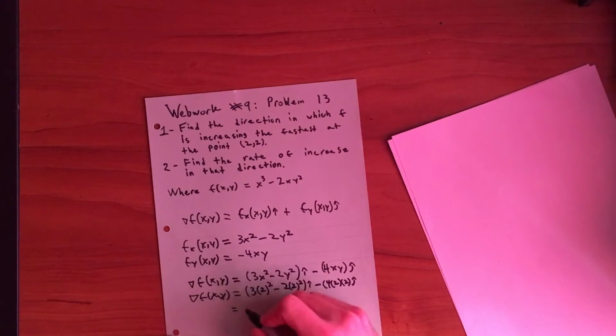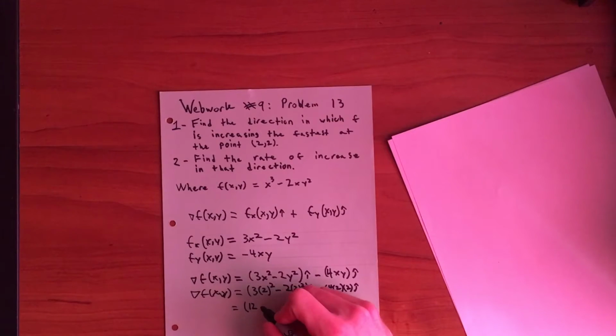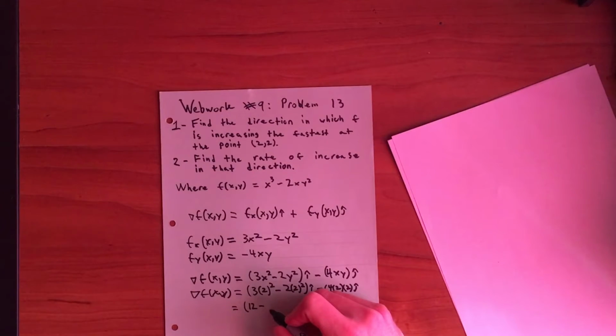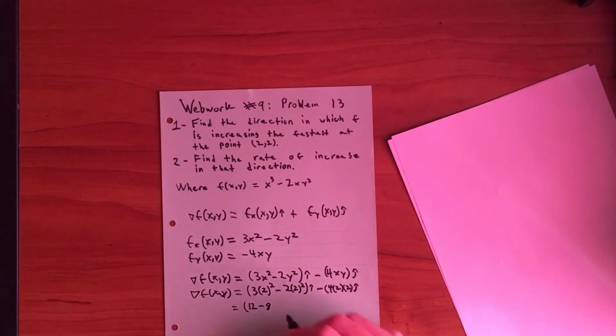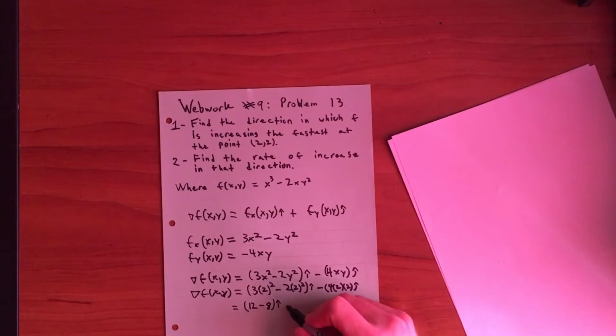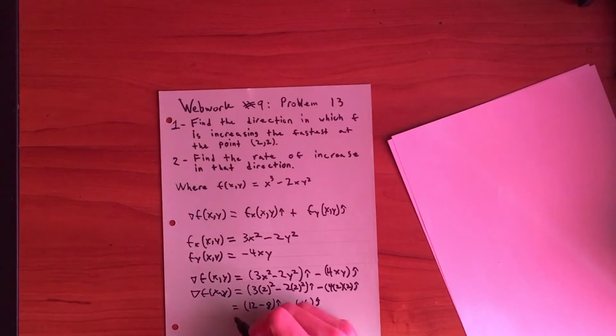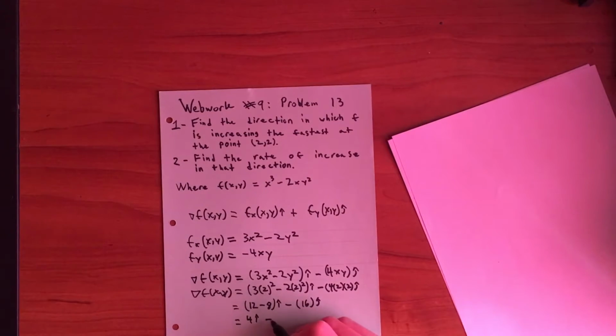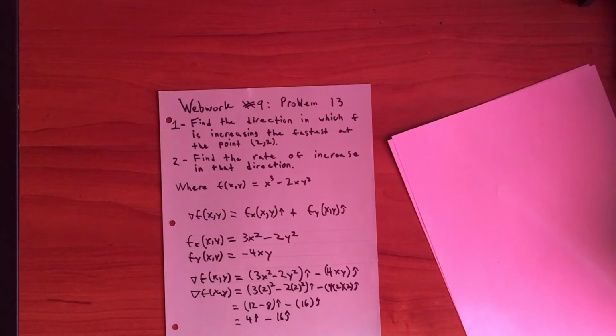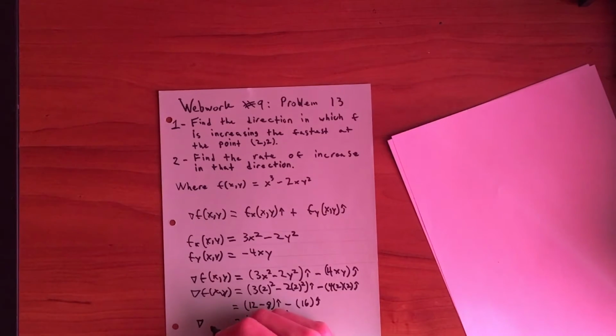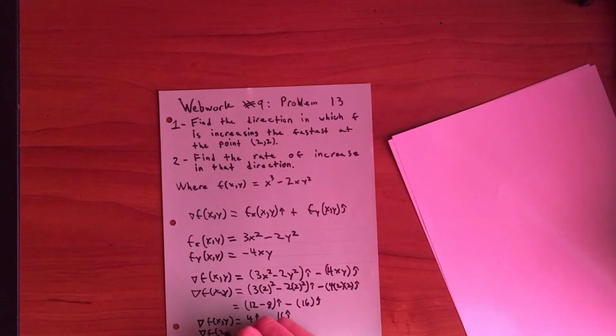And that is going to equal 12 minus 8, which gives us 4 i hat minus 16 j hat. And that is the gradient of f(x, y), and that's going to be evaluated at the point (2, 2).